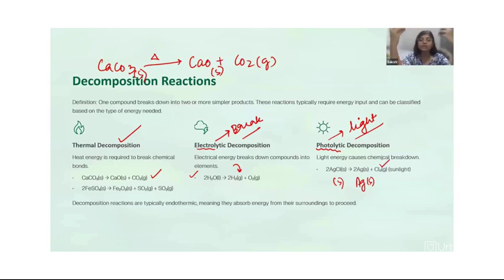So such reactions are known as photolytic reactions. There is only one reactant which is being broken down into two or more simpler products, which we can say is like the opposite of combination, right? Okay, so this is decomposition reaction.